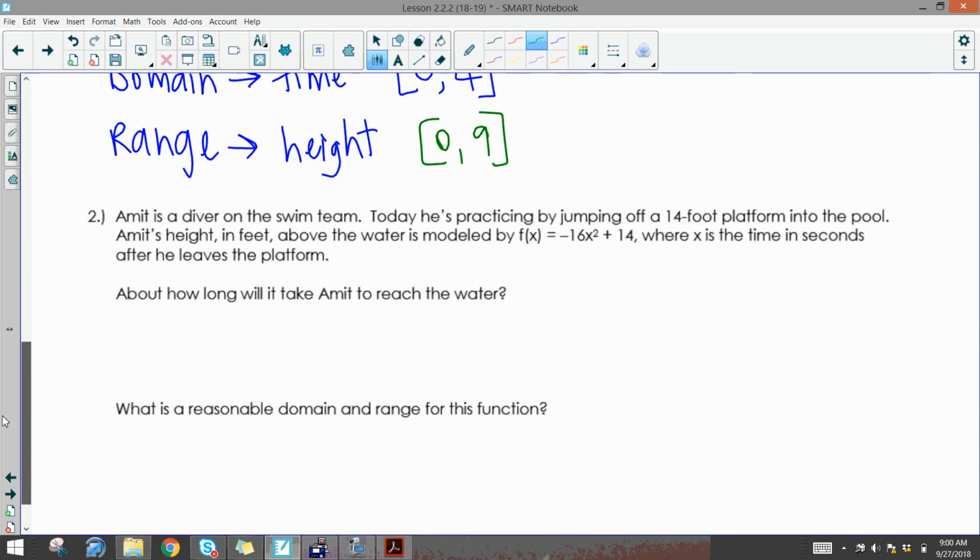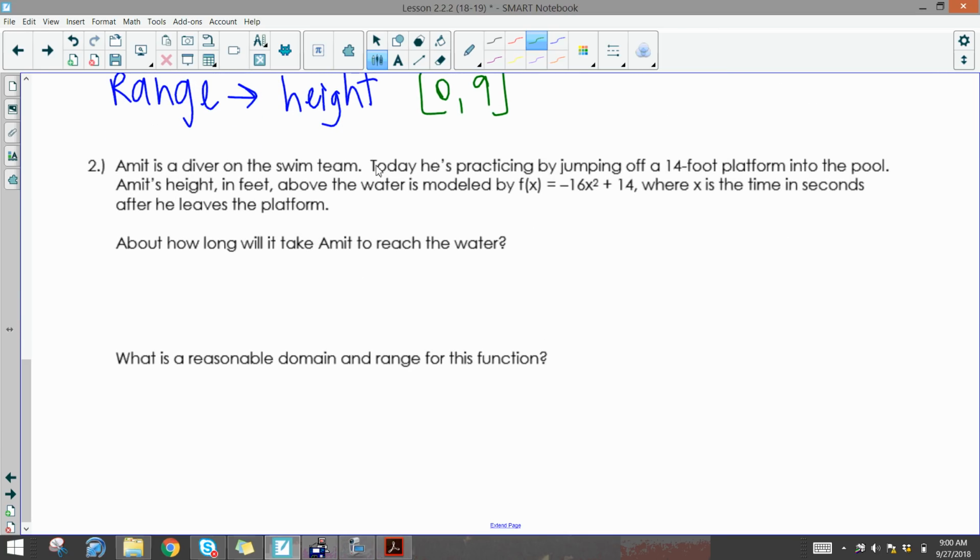Now, for number 2, we have Amit, who is a diver on the swim team. Today he's practicing by jumping off a 14-foot platform into the pool. Amit's height in feet above the water is modeled by that function in standard form, where x is time in seconds after he leaves the platform. How long will it take him to reach the water? What's a reasonable domain and range?